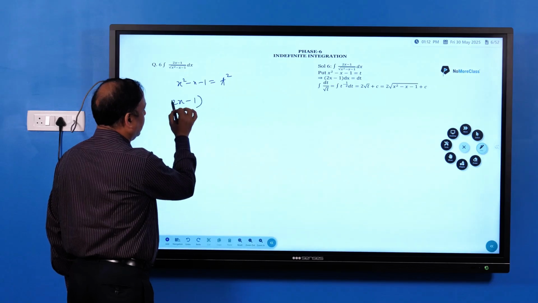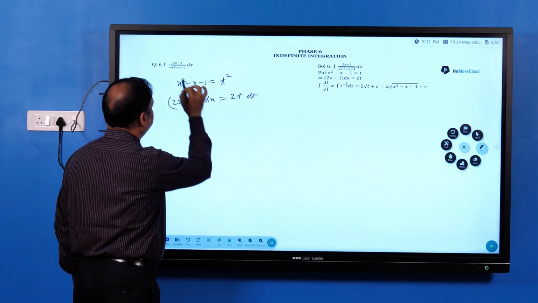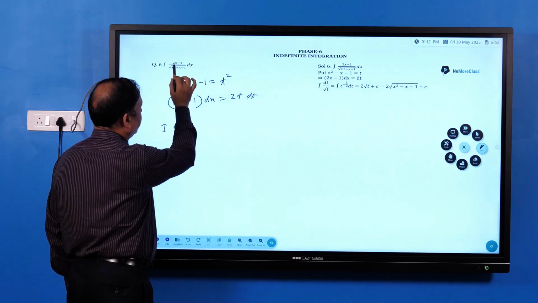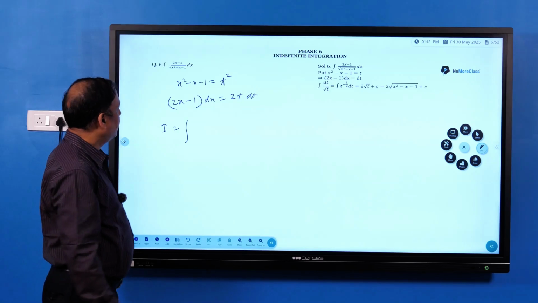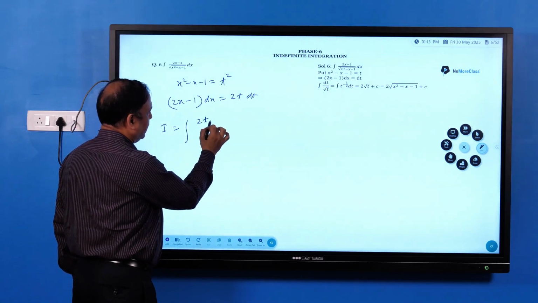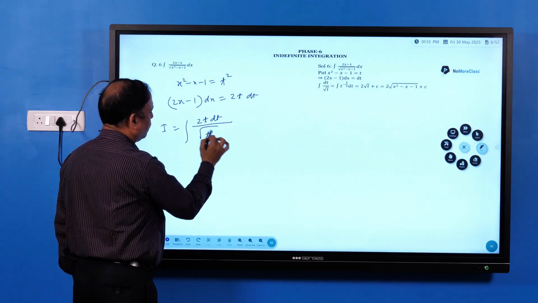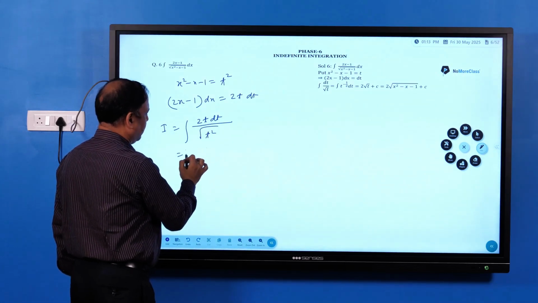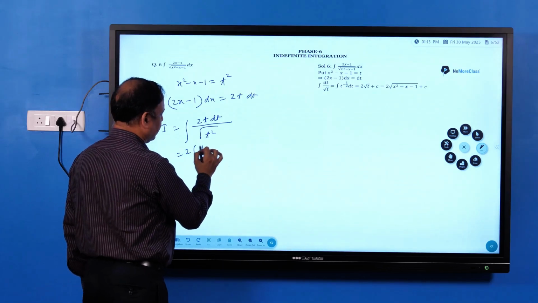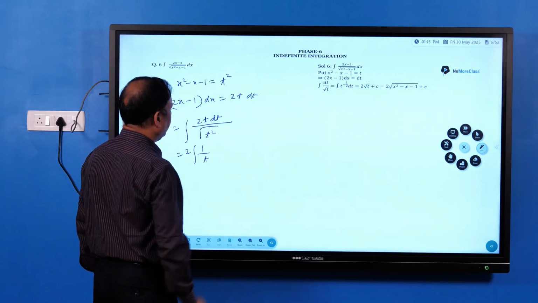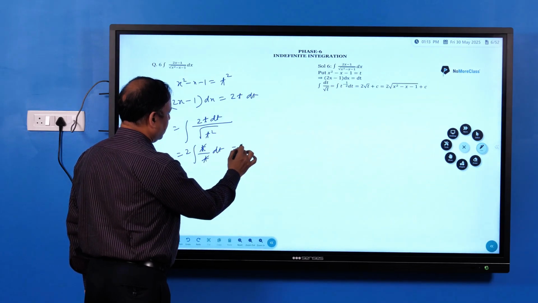2x minus 1 dx, differentiating with respect to x, is equal to 2t dt. So this integral will change. The numerator part, 2x minus 1 dx, is how much? 2t dt. So I will write this as 2t dt upon under root of t square. So 2 will come outside, 1 upon t, plus 1 upon t. t into t is there. So t and t will cancel, into dt. So this is 2 dt.